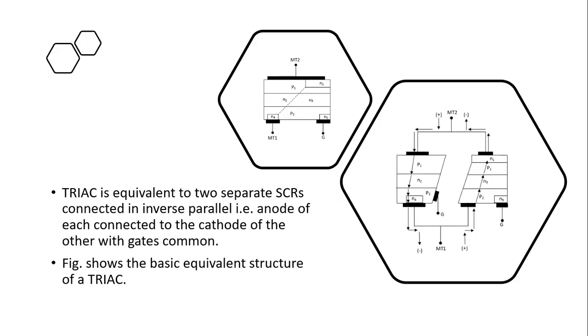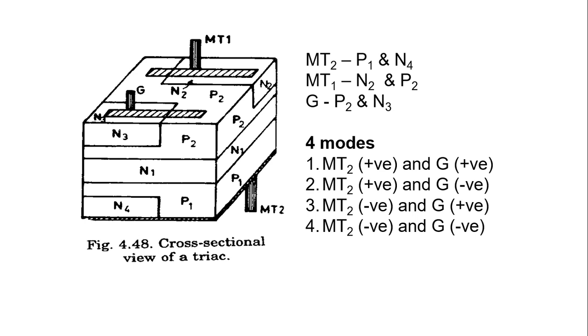And this is another representation of the TRIAC. So we can go for the operation. This is the construction of the SCR. It is a 5-layer device. The MT2 is connected between the layers P1 and N4, the MT1 is connected between the layers N2 and P2, and the gate terminal is connected between the layers P2 and N3.